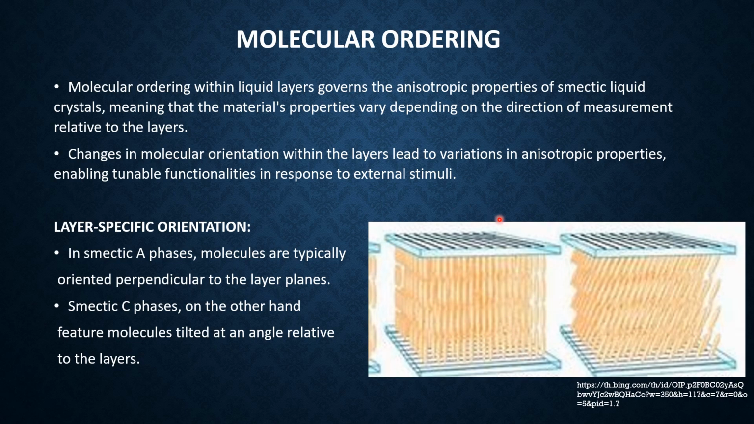So as you can see in smectic A phases, the molecules are oriented perpendicular to the layer planes, and in smectic C, they are tilted at an angle relative to the layers. So from these two images, I think the layers of the molecules arranged are visible. As you can see in the first image, they are arranged perpendicular to the layers. So the first image represents smectic A phase, and in the second one you can see all the molecules are tilted in the same direction. So this second image refers to smectic C phase.